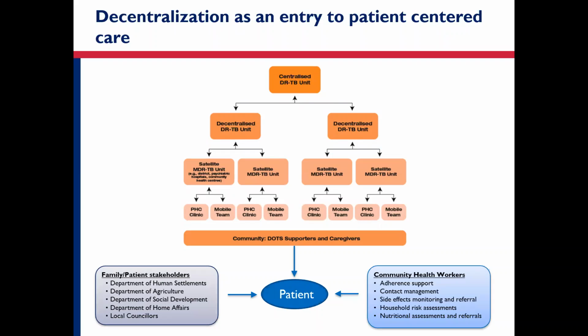So our model of care that we use in the country is that of decentralization, and it assists in placing the patient at the center of care, starting with your primary healthcare facilities up to the specialized centralized units. And we also have another level of community-based support, where we see that patient-centered care approach, where you have community health workers who are supporting patients, and we also have family and stakeholder support on the other side.